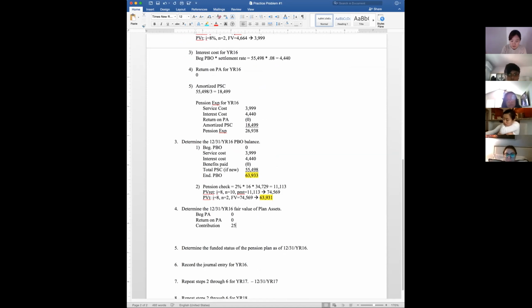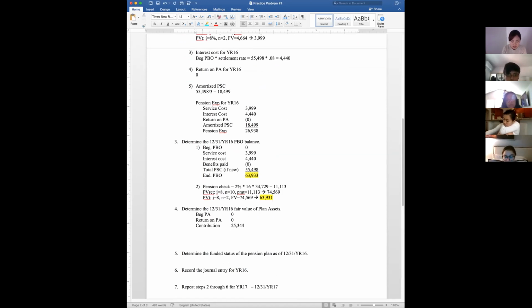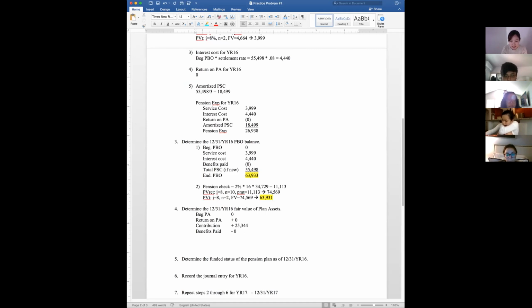So $25,344, and then Albert didn't retire this year, so benefits paid is 0. So it's basically plus and minus. Return on plan asset can be negative if it's a negative return. Therefore, ending plan asset is $25,344.